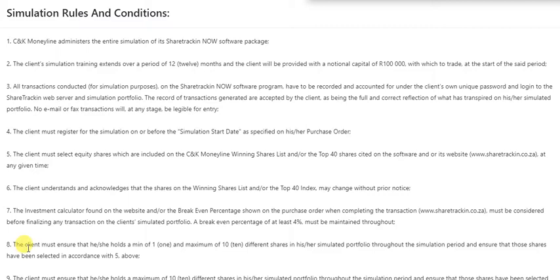8. The client must ensure that he/she holds a minimum of 1 and maximum of 10 different shares in his/her simulated portfolio throughout the simulation period and ensure that those shares have been selected in accordance with point 5. You are only allowed 10 different companies during the simulation period. Any more than this will not be allowed or looked at during the simulation report.